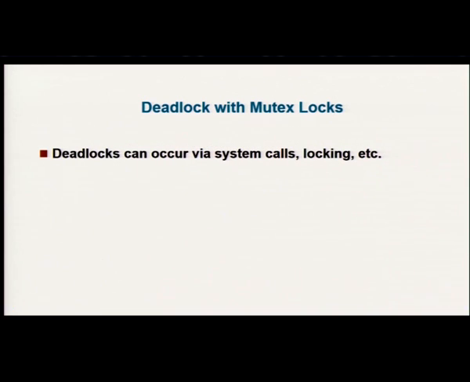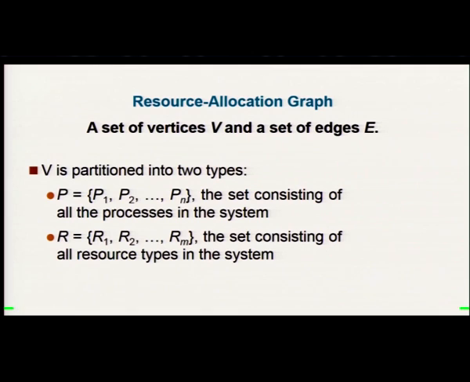Deadlocks can occur via system calls, locking. In databases we lock some records. There are many ways where we think a deadlock can occur, and the task of the operating system is to ensure that there is a way in which you anticipate a potential deadlock, avoid the deadlock, prevent the deadlock, or, when a deadlock has occurred, know how to detect it.